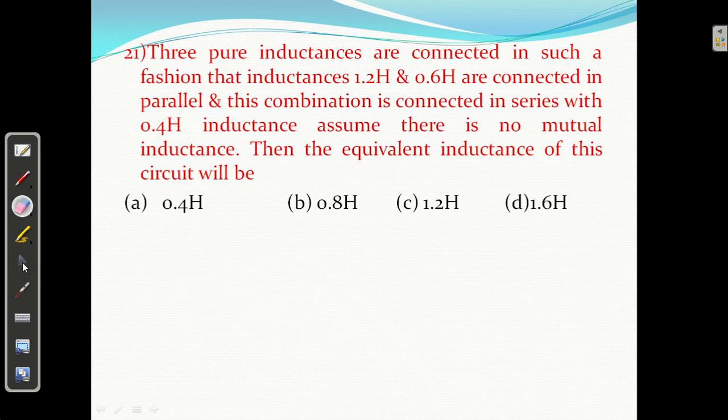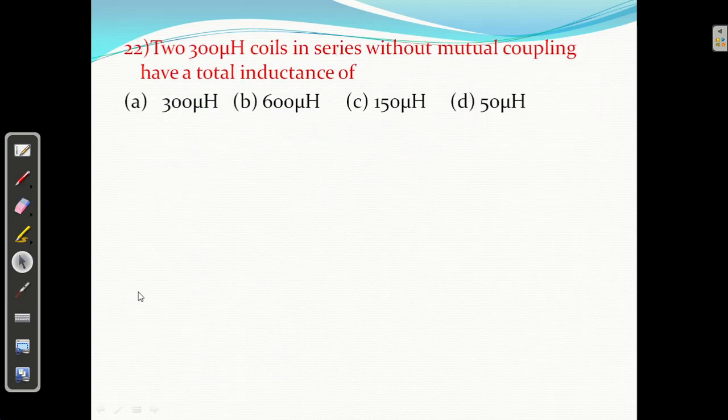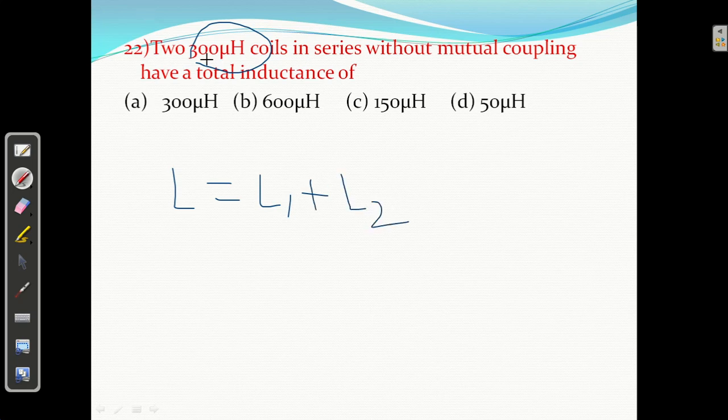Next question, question 22. Two 300 microhenry inductors are connected in series without mutual coupling. So there is no mutual inductance. So total inductance is what? L equal to L1 plus L2, both are equal, plus or minus 2M. That is the answer.